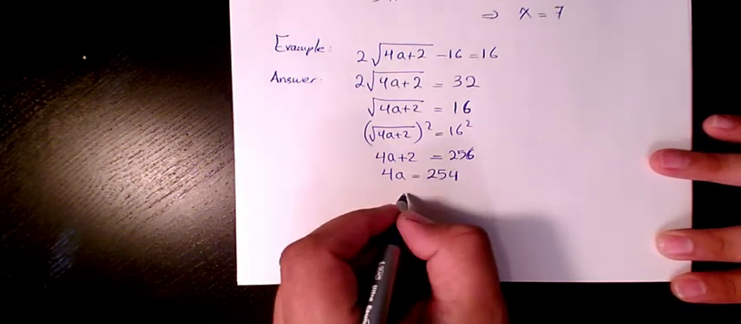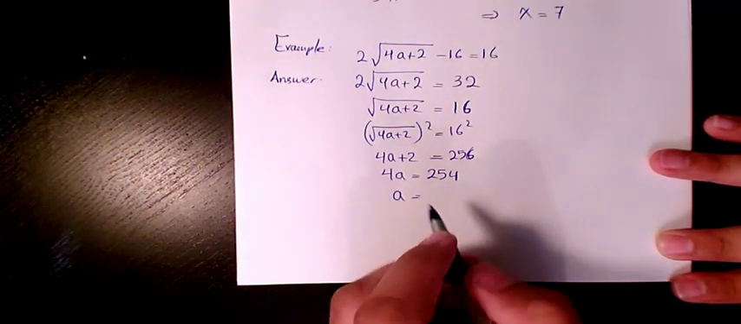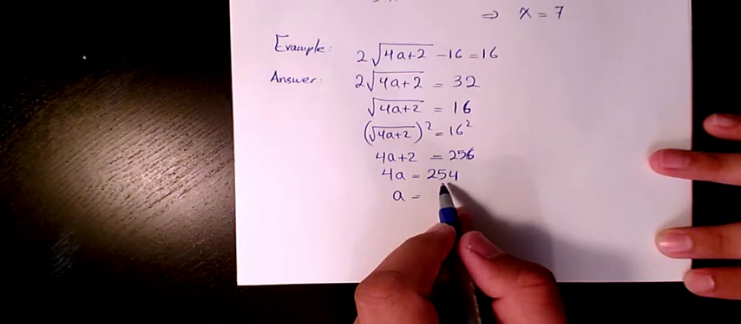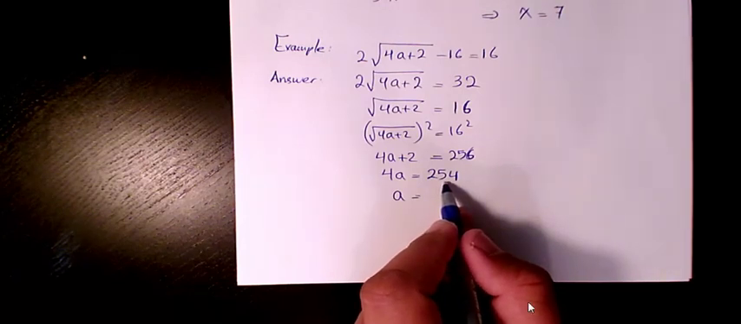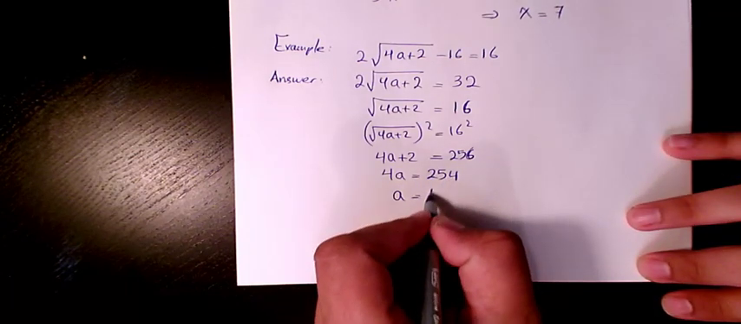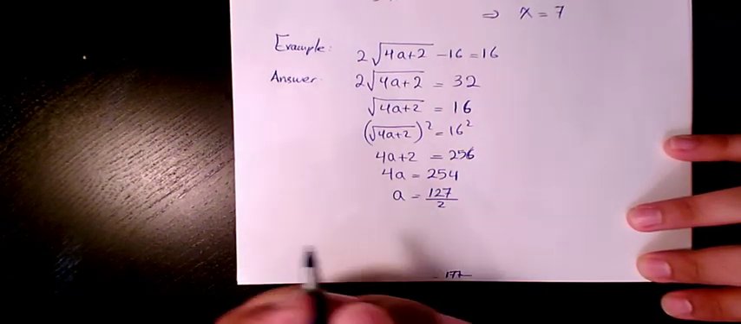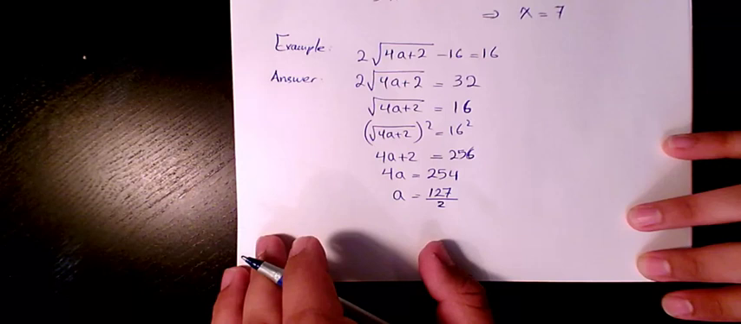And then we need to divide both sides by 4. So 254 divided by 4 will be, let me calculate it, 127 divided by 2, so it's going to be a fraction.